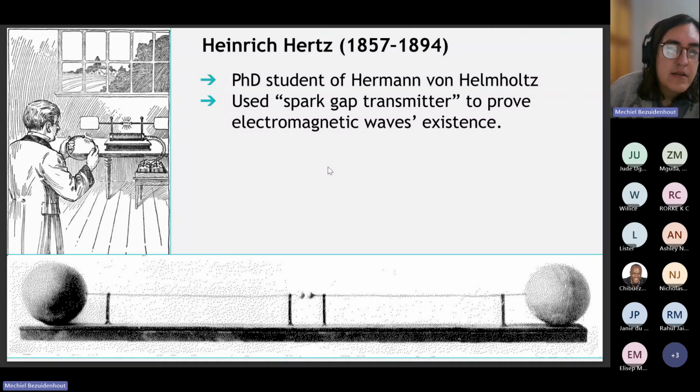And when he applied an electric current to those wires, because there's a short gap between them, they formed a spark between those two ends of the wires. And that spark formed a standing wave, which oscillated in the radio regime.